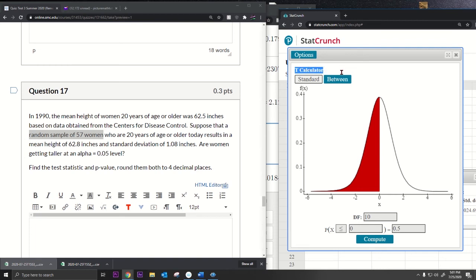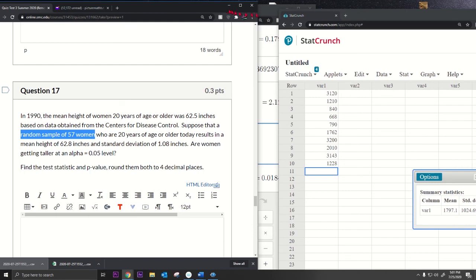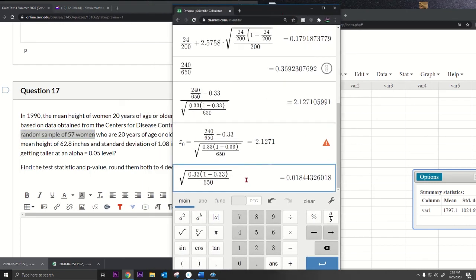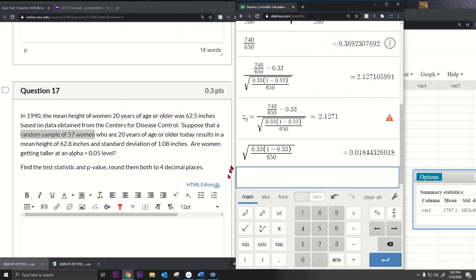What do I need for the test statistic? All I need is x bar minus mu divided by s over square root of n. I don't need a critical value, so I think I can go straight to decimals. How do I get my test statistic?